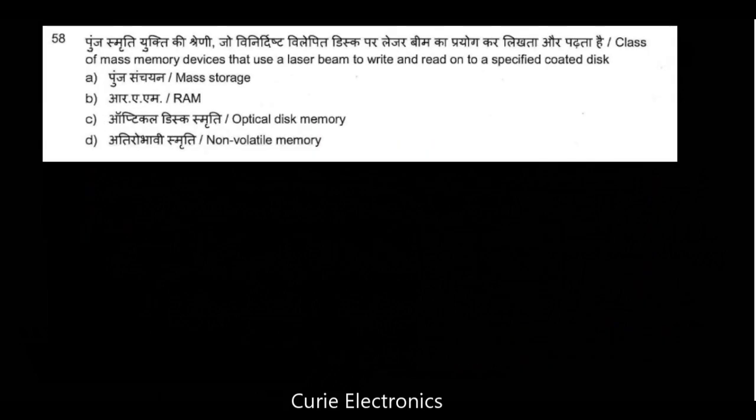Question number 58. Class of memory devices that use a laser beam to write and read onto a specific coated disk. All of us know DVD, CD. So it is an optical disk memory.